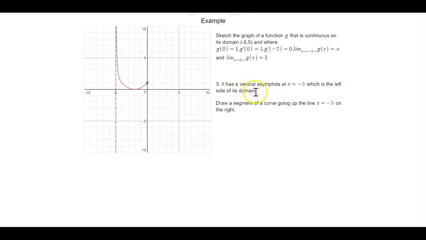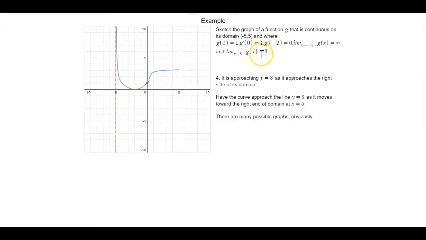The third bit of information, so that it has a vertical asymptote at x equals -5, which is on the left side of the domain. So draw an asymptote and draw it going up to positive infinity there. And then the last bit of information, this limit, told us that it's approaching 3 as you're approaching the right side of the domain. So you can draw a curve that's approaching 3.